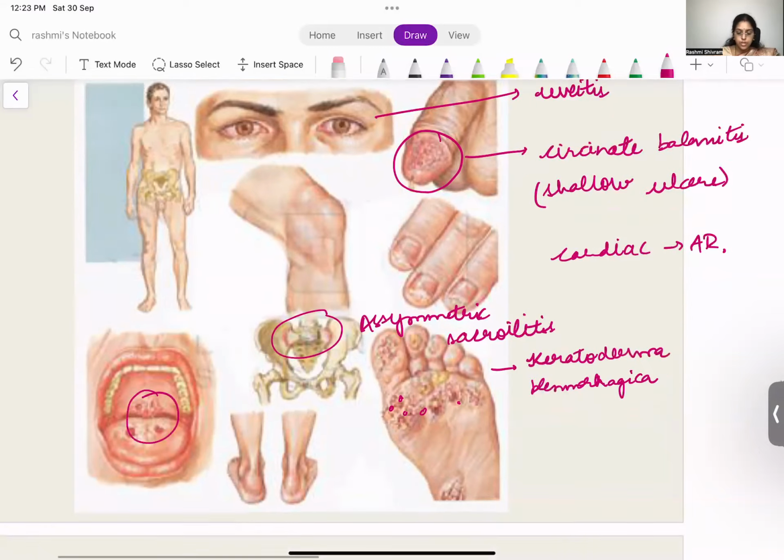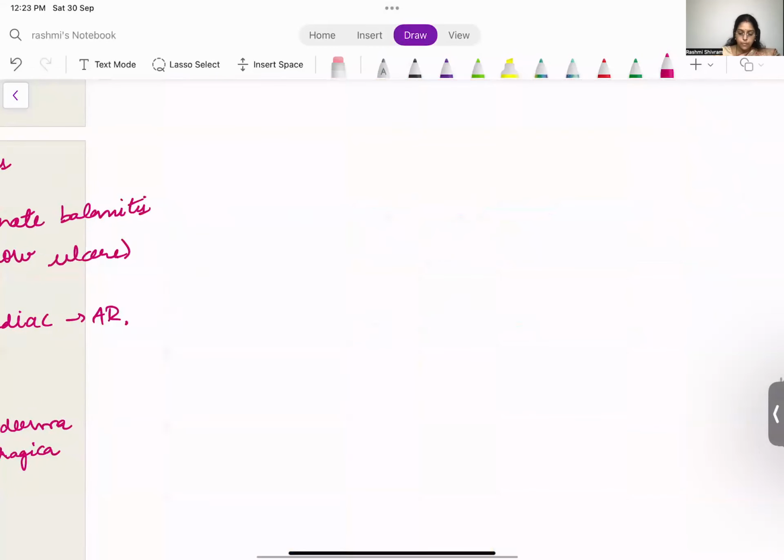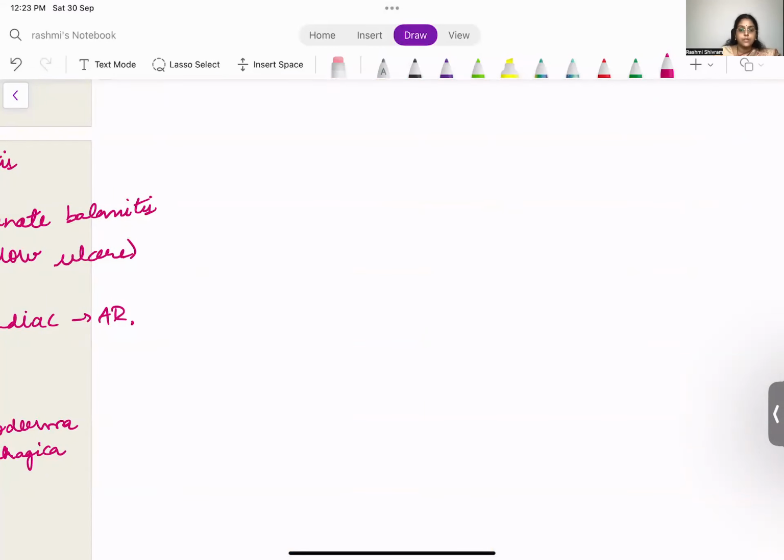So in these patients, how will you diagnose this? Again, this is very non-specific. You need to get a good history. ESR, CRP should be elevated. You can do a synovial fluid analysis, which will show neutrophilic inflammation.